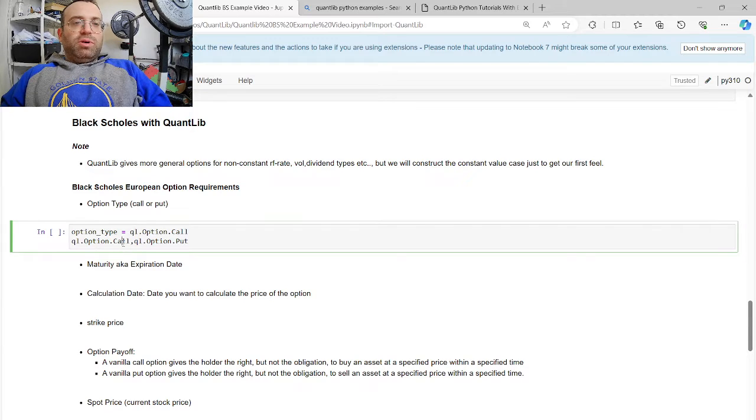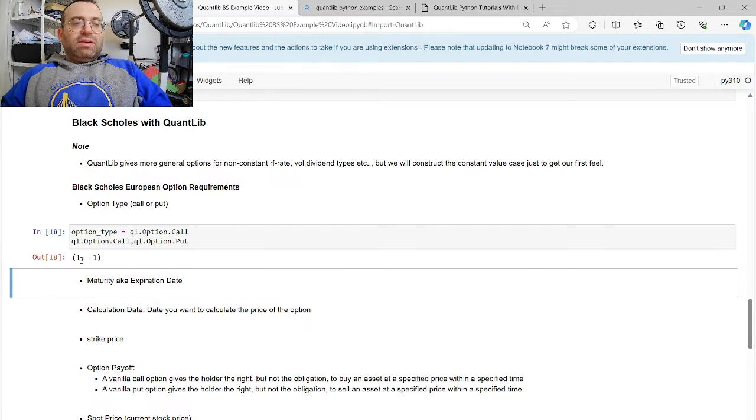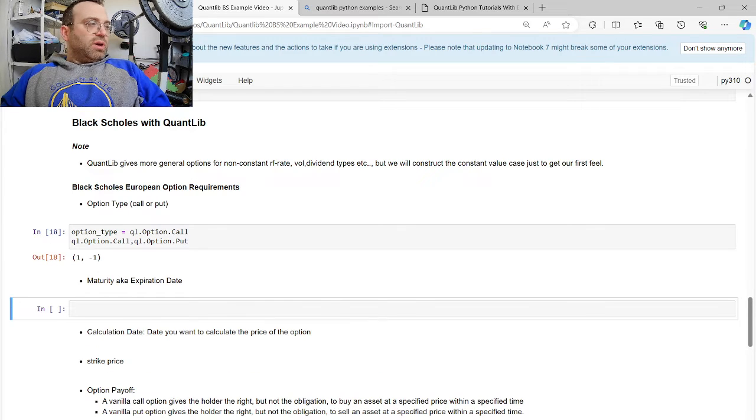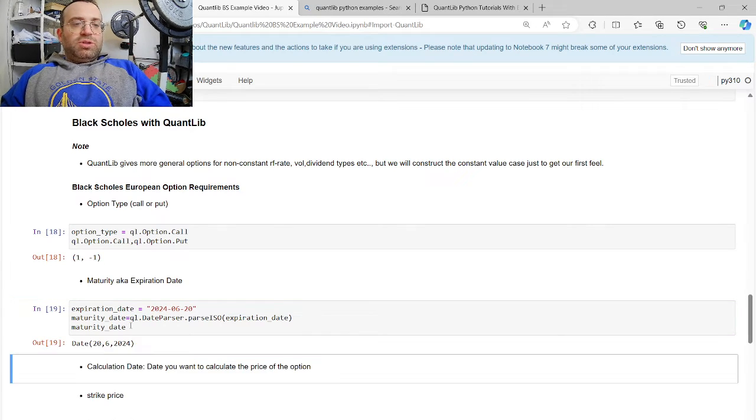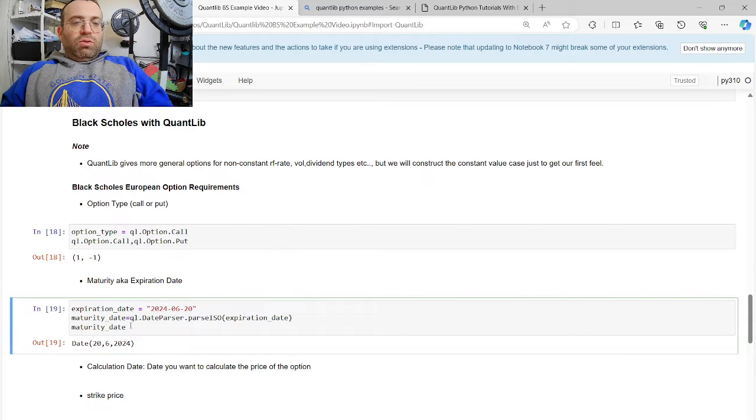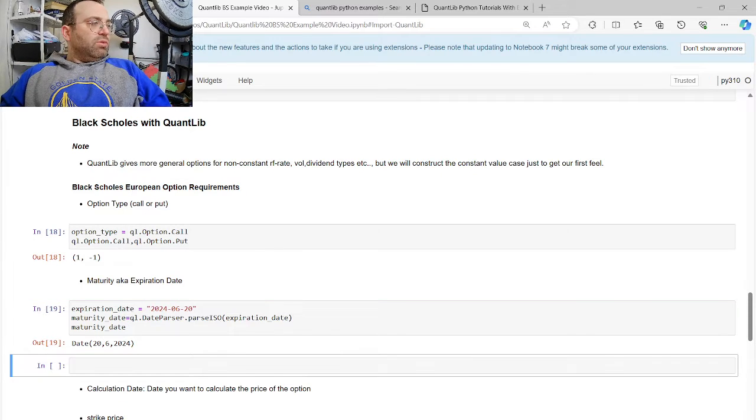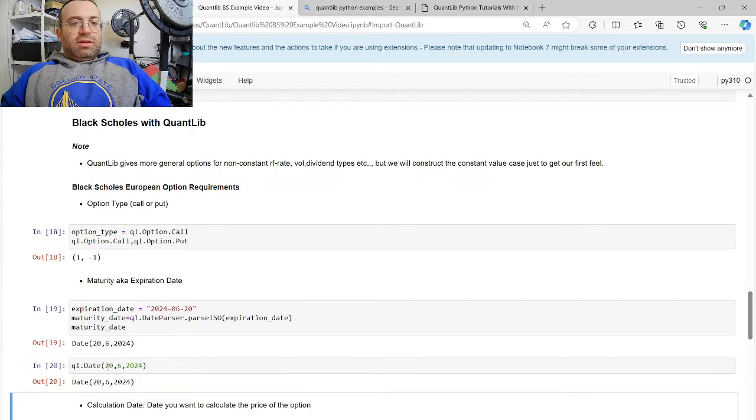There's call and put, and you see it gives it a value of 1 and -1. So now we have to do maturity or expiration date. I'm going to show you in two different ways. One is you could write it as a string like this, and use QL.DateParser.parseISO, and then you get a maturity date like this. Or you can directly do QL.Date like this.